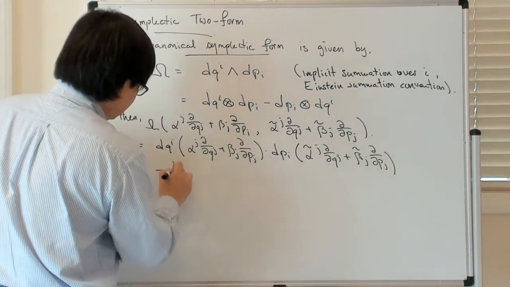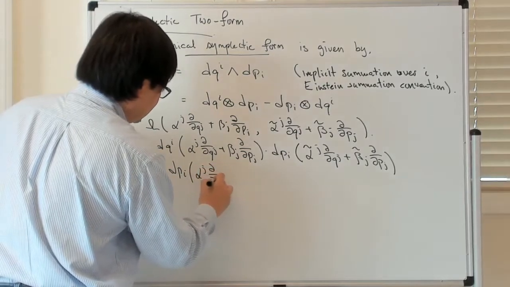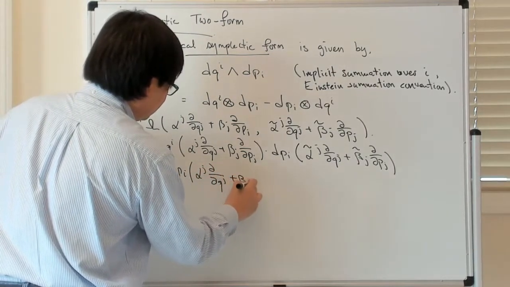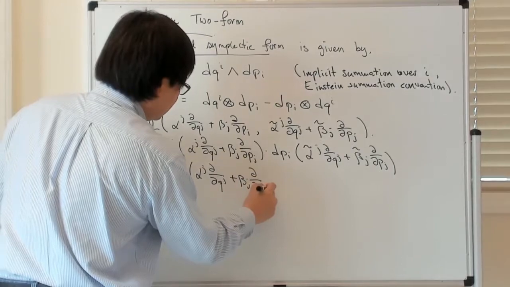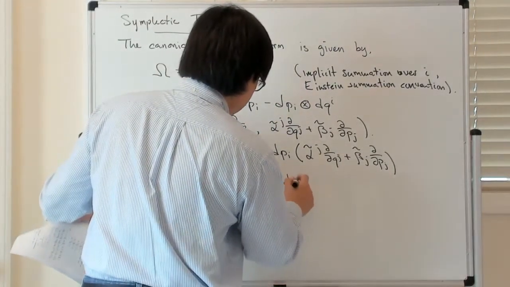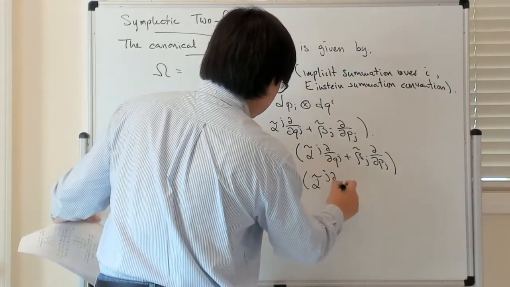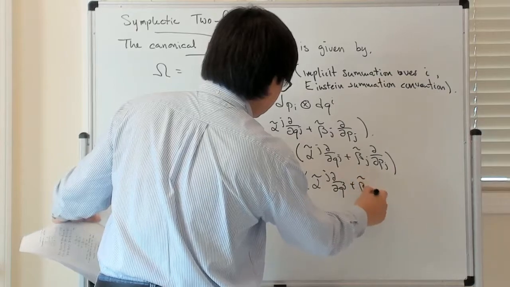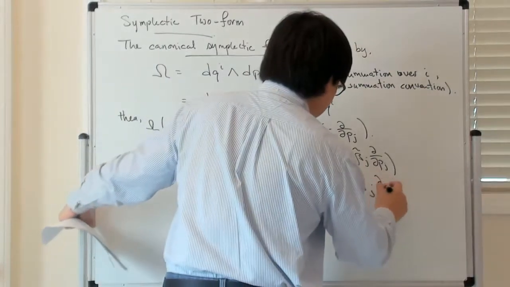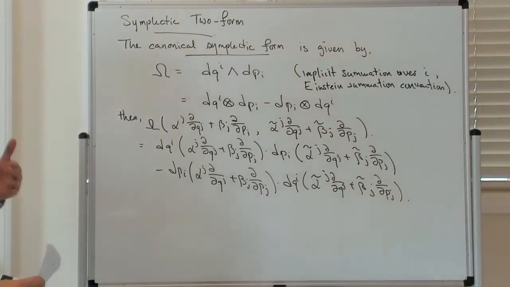So minus the p_i, again, alpha_j ∂/∂q_j plus beta_j ∂/∂p_j, times the q_i applied to alpha tilde_j ∂/∂q_j plus beta tilde_j ∂/∂p_j. Okay, all right, so that's really just coming from the definition of the tensor product.